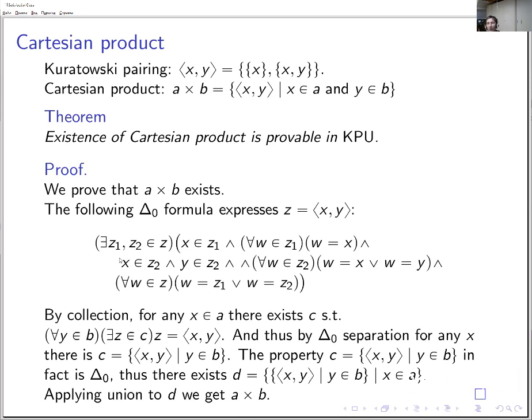And of course, using the axiom of pairing, it's quite easy to prove in KPU that for objects x and y there exists the ordered pair xy. You apply this axiom of pairing several times, and you obtain this set.